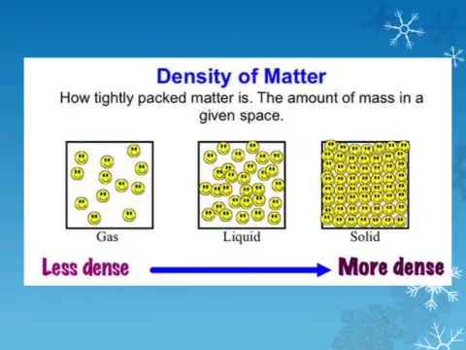Now let's take a closer look at density. Density of matter is how tightly packed matter is. That's what density is, or the amount of mass in a given space. Here we are comparing the density of 3 different states of matter: solid, liquid, and gas. As you can see, in a solid, the molecules are much more tightly packed together than, say, in a gas. So solid has the greatest density.